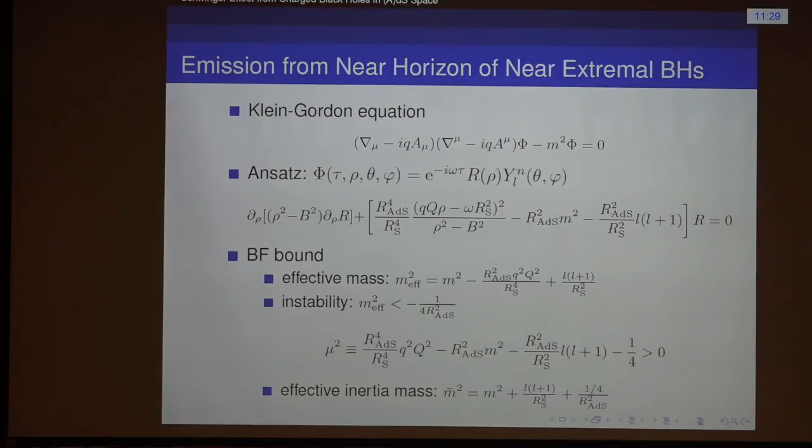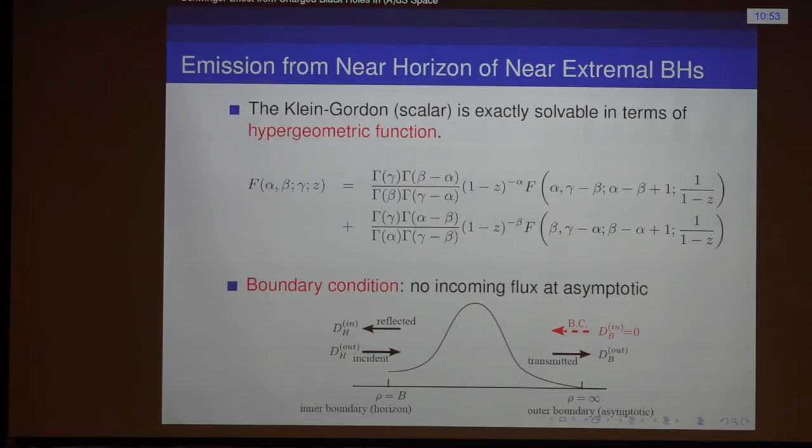This assumes that the inertial mass gets some kind of modification. One comes from the spherical part, and one comes from the AdS2, the instability of the AdS2, or the BF bound of AdS2. So we define that the effective inertial mass gets modification from the spherical contribution and the AdS2 contribution. So this is the curved spacetime modification of the inertial mass, both from the spherical part and the anti-de Sitter part.